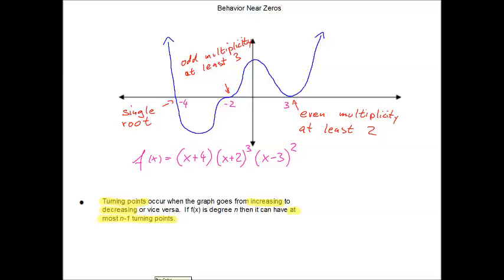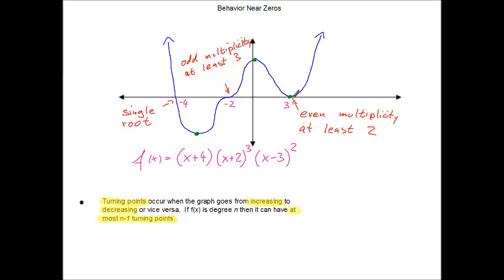So in the graph that we have drawn here, we have a turning point down here where the graph goes from decreasing to increasing. Then up here somewhere close, maybe even at the y-intercept, where it goes from increasing to decreasing, and then again down here where it goes from decreasing to increasing. 3 turning points in this example. 2 of them are minima and 1 of them is a maximum.